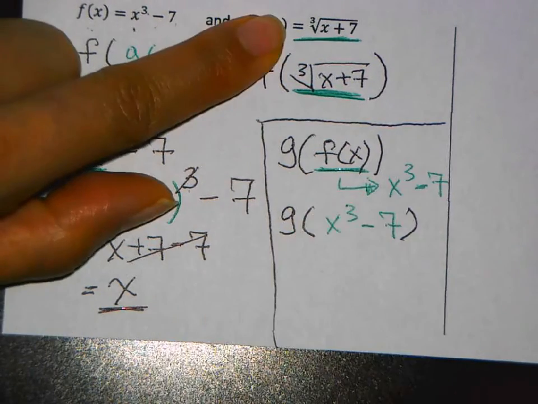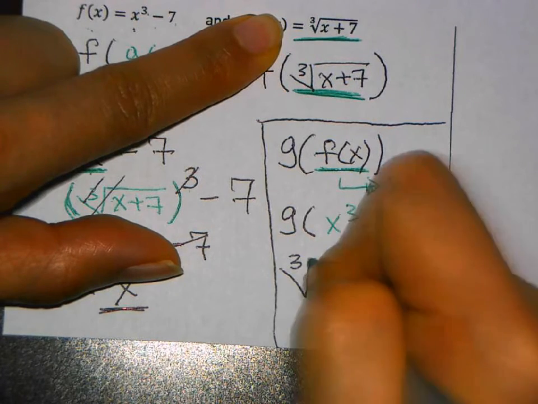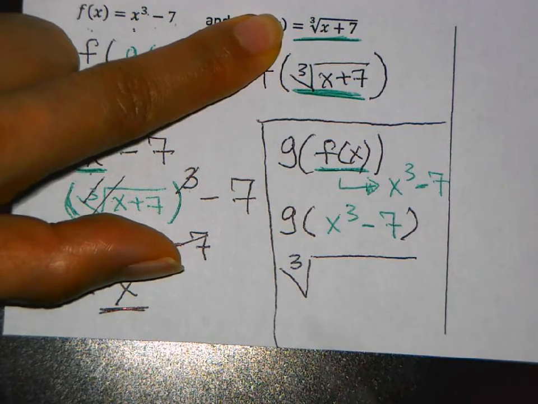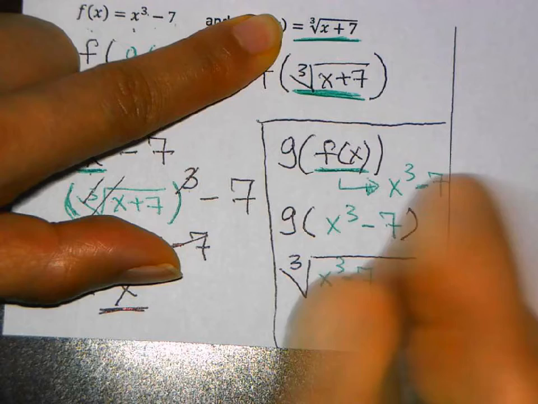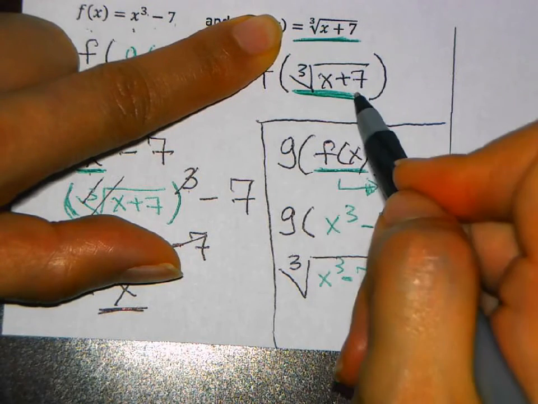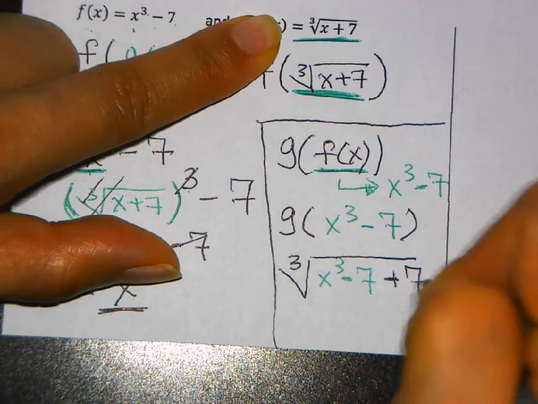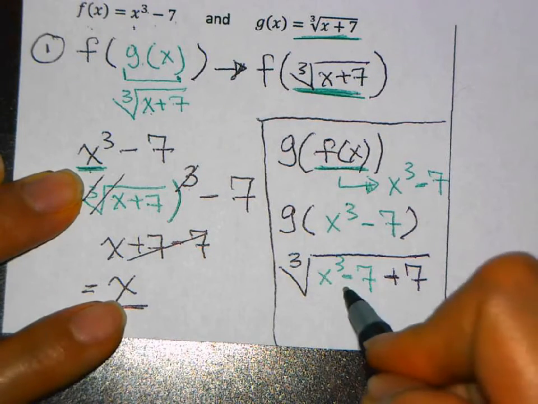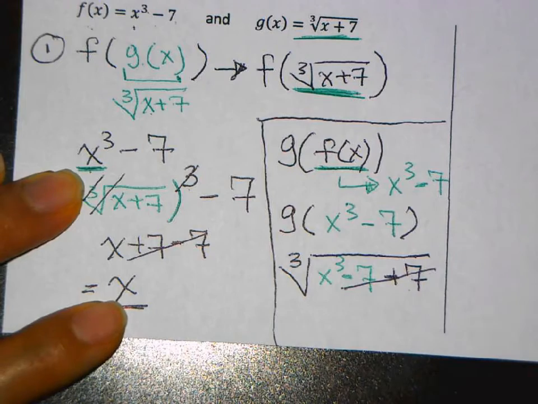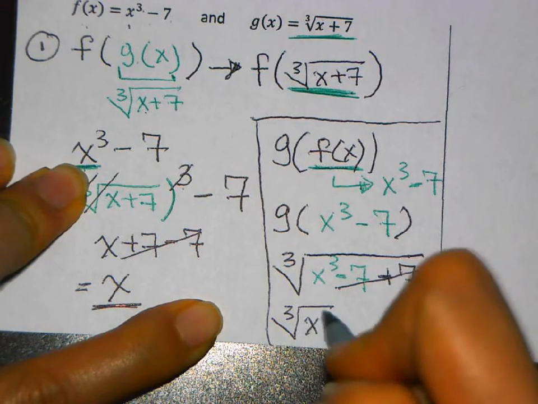So here's my g. G is cube root of x plus 7. So cube root of, but instead of x, I'm going to put in x cubed minus 7 in here. And don't forget I have a plus 7 at the end, inside, right? So I get this left. Minus 7 plus 7 on the inside goes away, leaving me with cube root of x cubed.